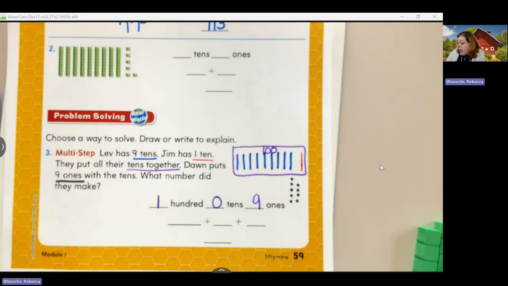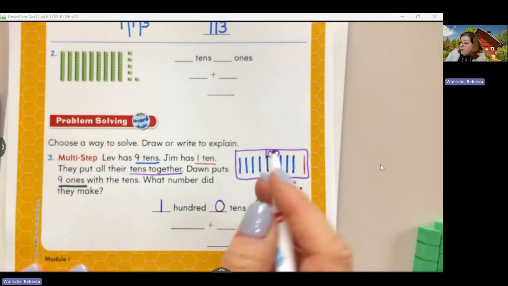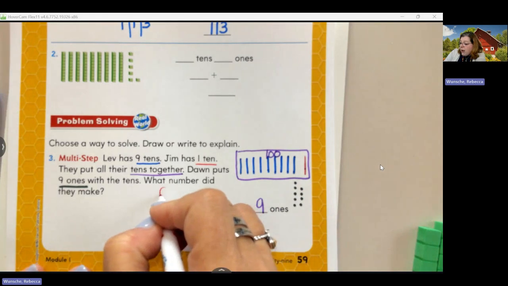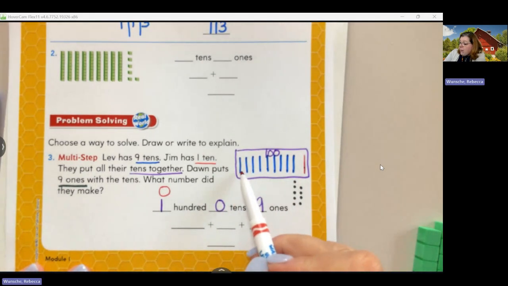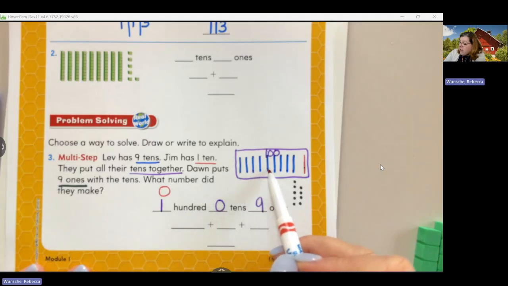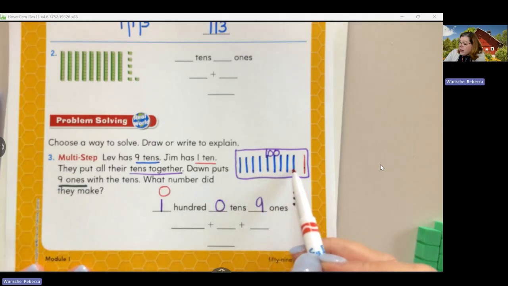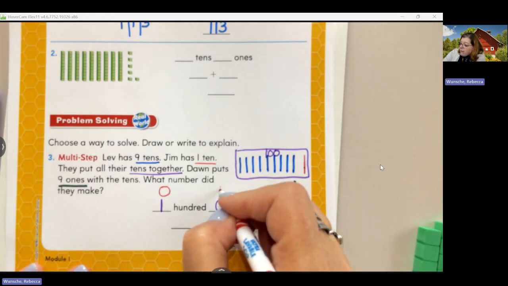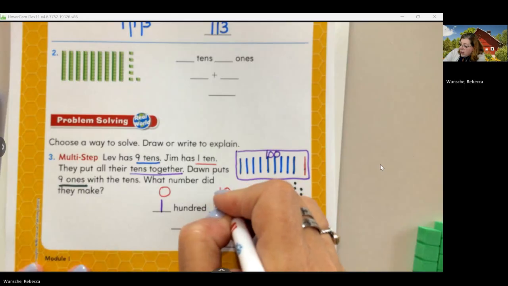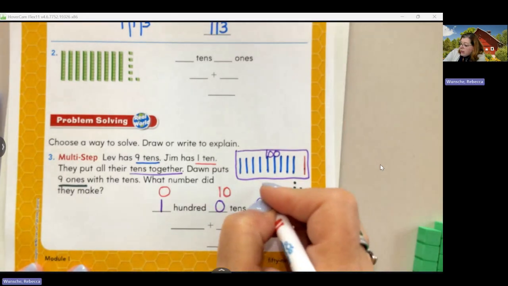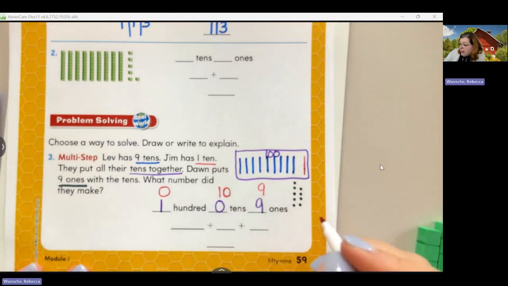But look, I could write it this way as well. What if I didn't put all my tens together and make a 100 flat? Then I would have 0 hundreds, and I would have all of my tens. How many of them? 1, 2, 3, 4, 5, 6, 7, 8, 9, 10. I would have 10 tens. And I would still have my 9 ones.